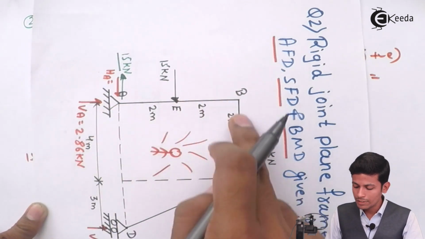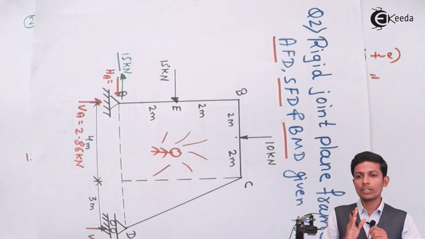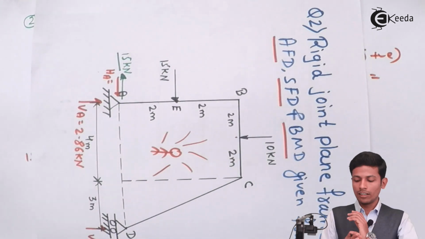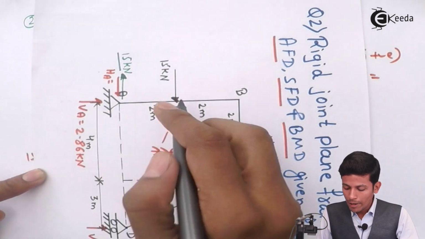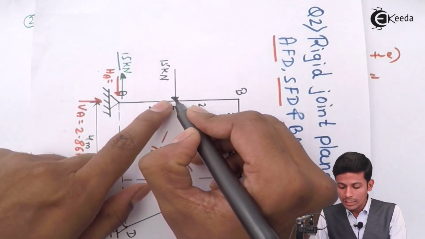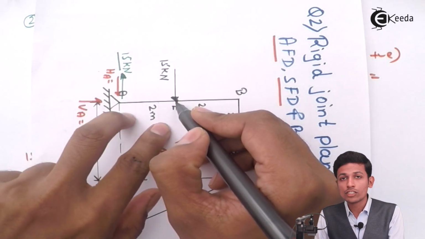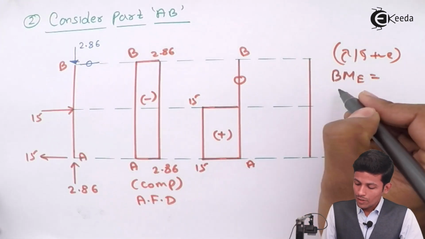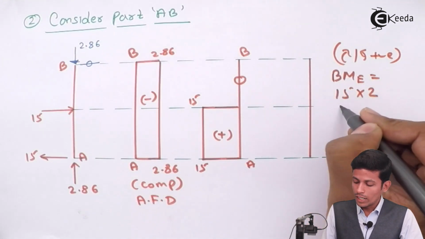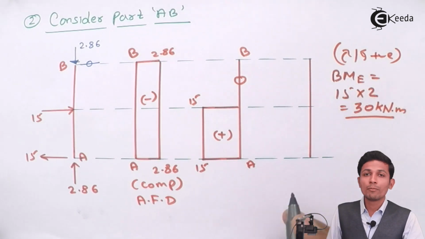This part, because the other part is very lengthy for us. Always see, in bending moment, as you all know, you can see either left or right. We are seeing the left part here. In the left part, for the bending moment over here, we take this part. This will come 15 into 2, because the distance is 2, and we get the value 30 kilonewton meter. This is the bending moment at E.